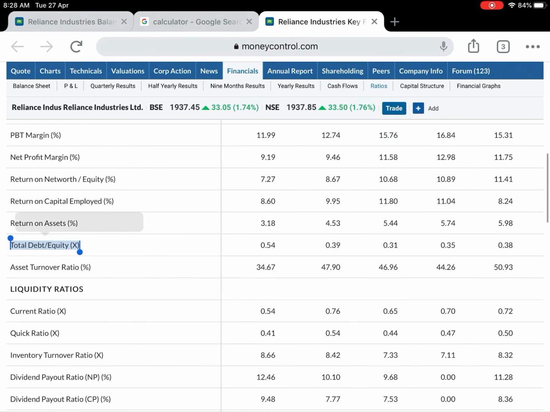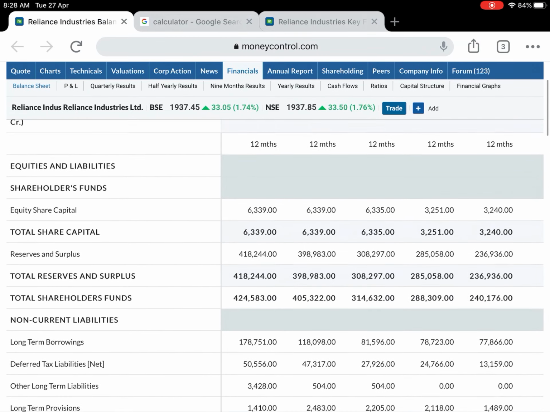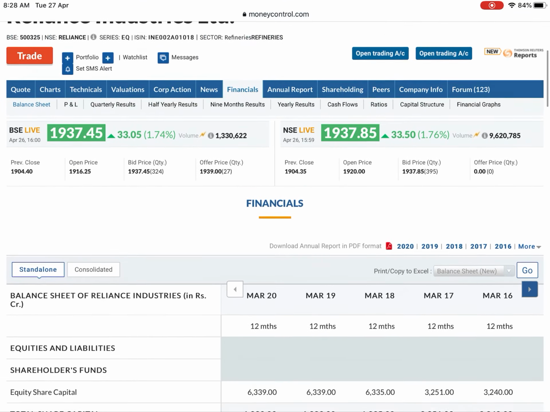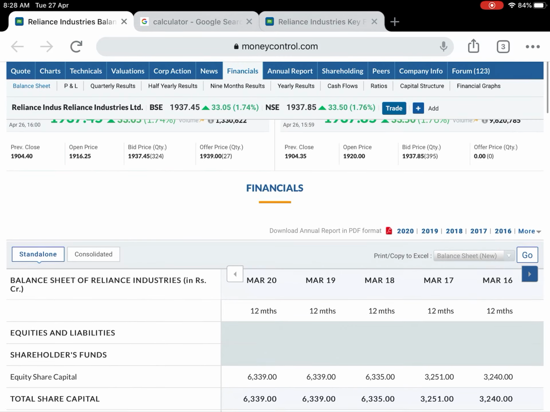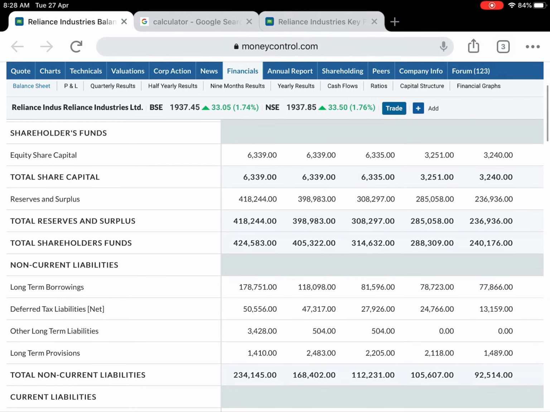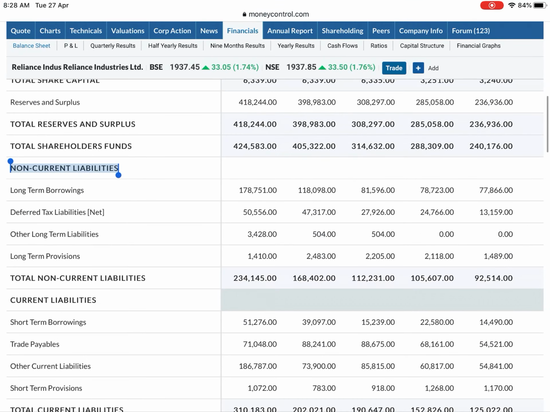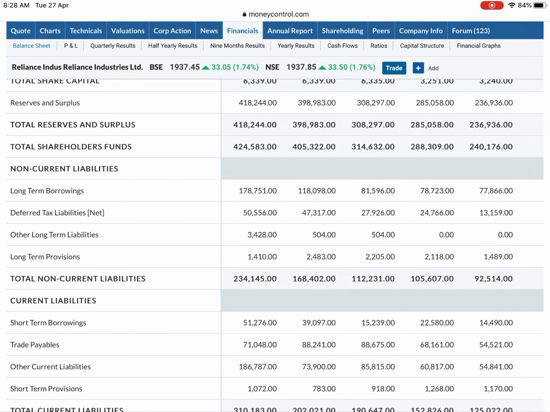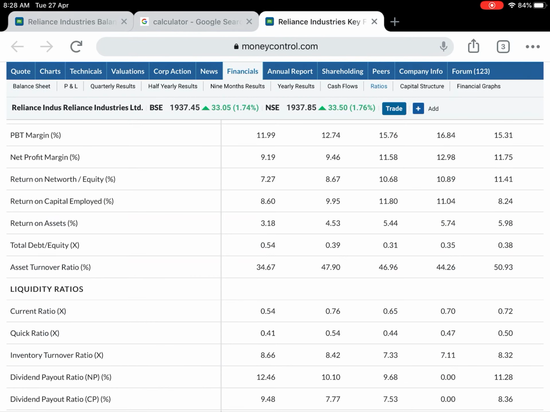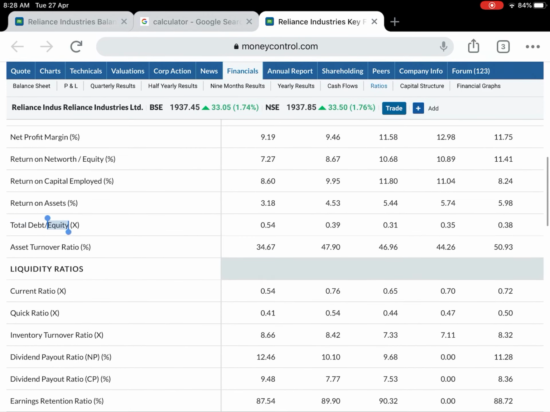So you can see it's very easy. You don't need to go through this cumbersome procedure. Just open the balance sheet of a company, and if you wish to see the debt, look at non current liabilities and you will see the long term borrowings. If you want to see the current borrowings, then look at current liabilities and short term borrowings. And if you want to see it directly, you can easily see it in the debt to equity ratio here.